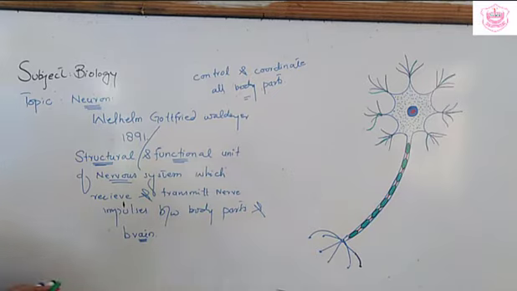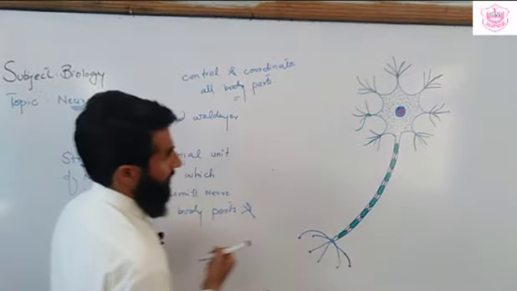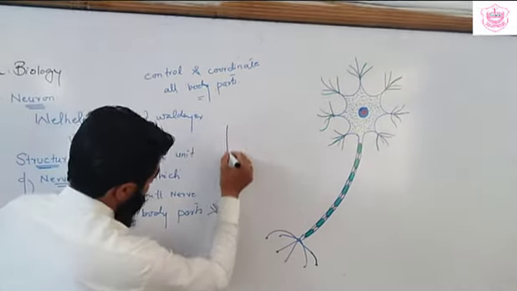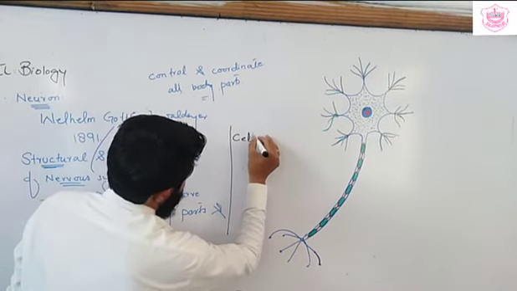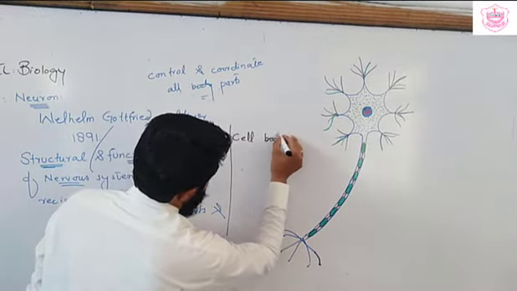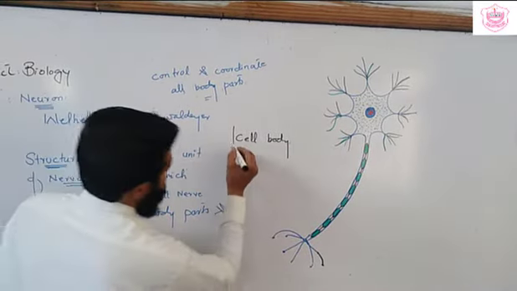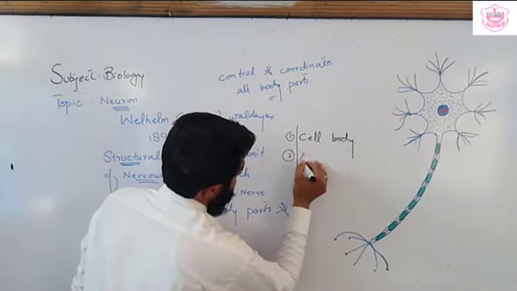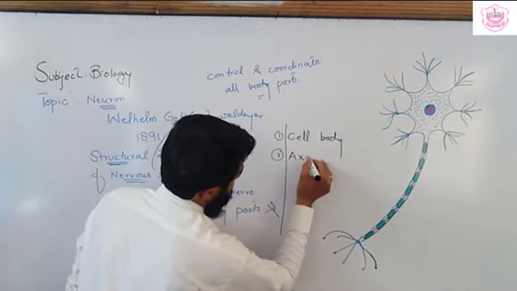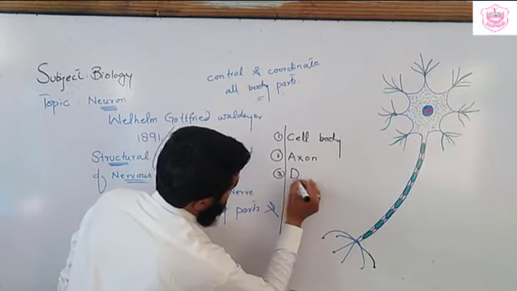Okay, then coming toward the structure of the neuron, there are three parts of a typical or common neuron. First, we have the cell body. Neuron is also called nerves. Second is the axon. Third is the dendrites or dendron.